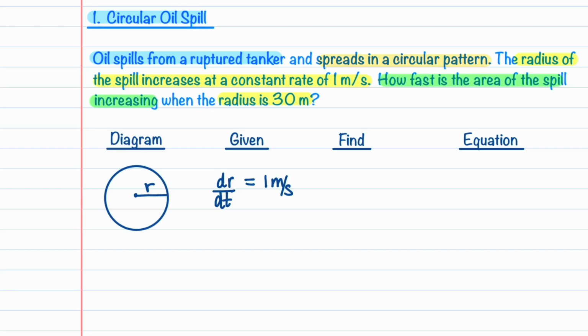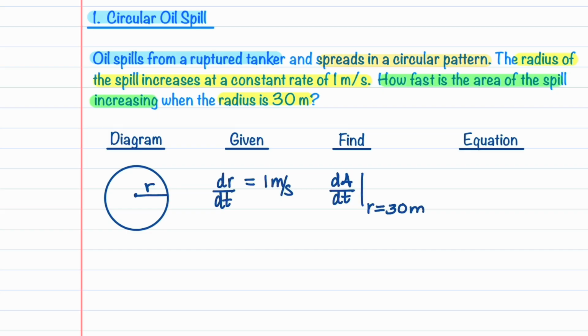We want to then find how fast the area of the spill is increasing. So that's dA/dt. And there's always a "when." The radius is equal to 30 meters. So we'll put a line here and say that is when r is equal to 30 meters.